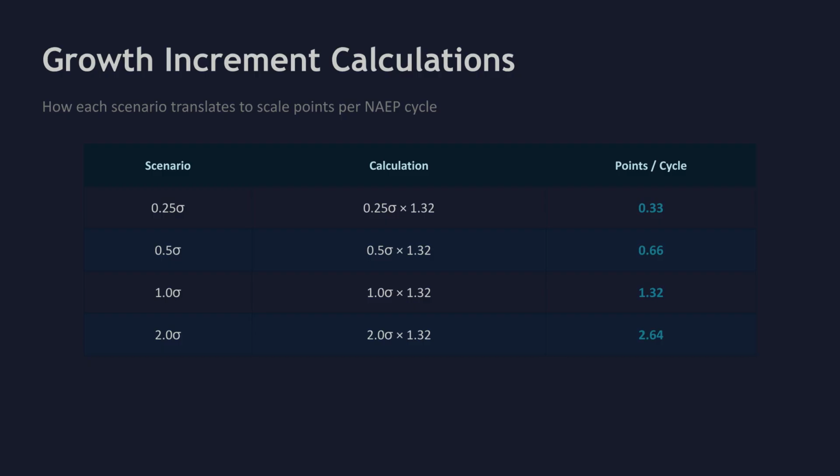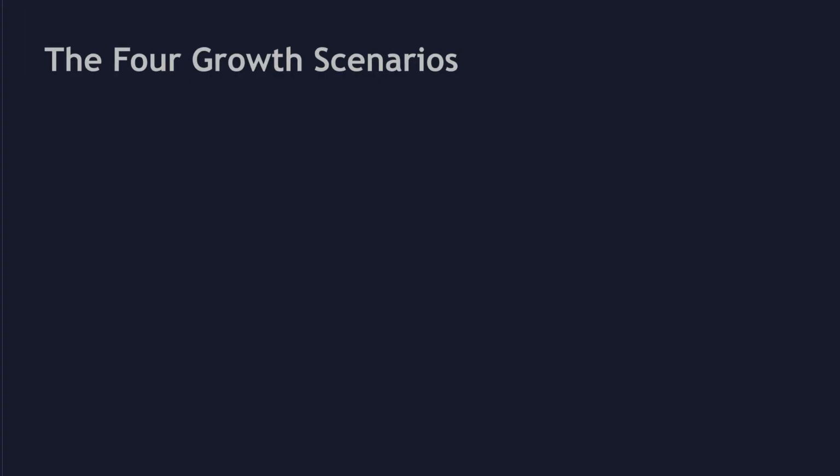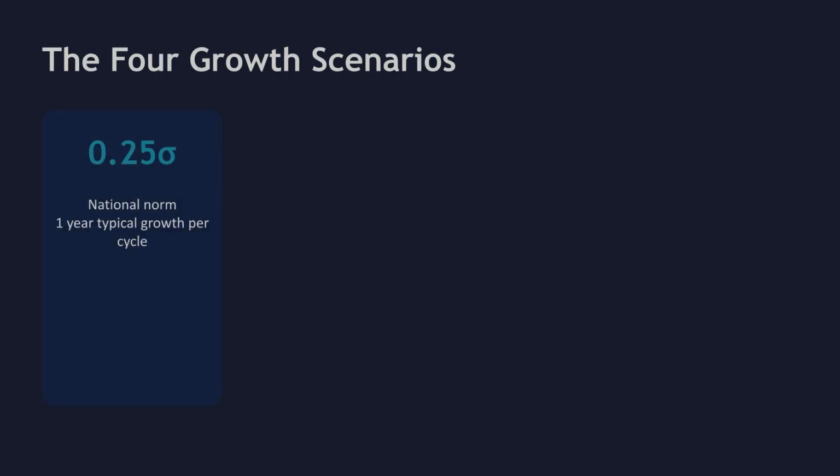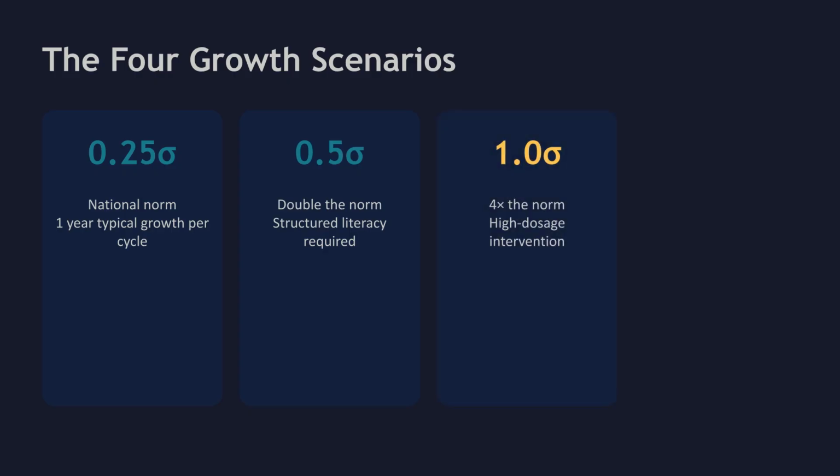This table shows how each growth scenario translates into scale points per NAEP cycle. For example, a 0.25 sigma scenario, the national norm, equates to 0.33 points per cycle, while 2.0 sigma equals 2.64 points per cycle. We are modeling 4 growth scenarios: 0.25 sigma, representing the national norm of 1-year typical growth; 0.5 sigma, double the norm, requiring structured literacy; 1.0 sigma, 4 times the norm, representing high dosage intervention; and 2.0 sigma, 8 times the norm, indicative of transformative, evidence-based instruction.